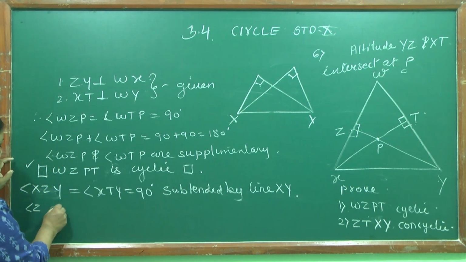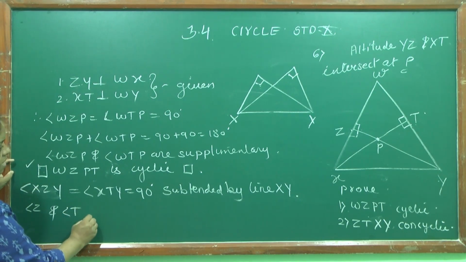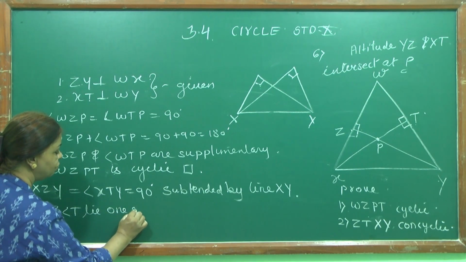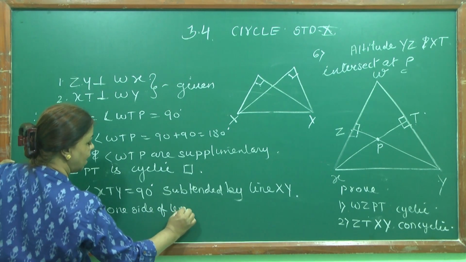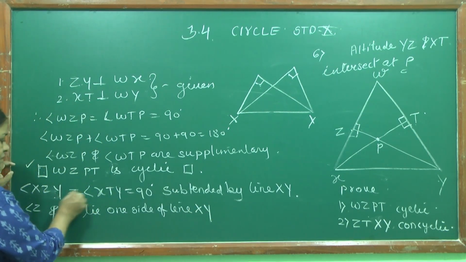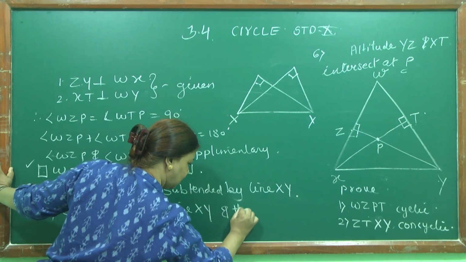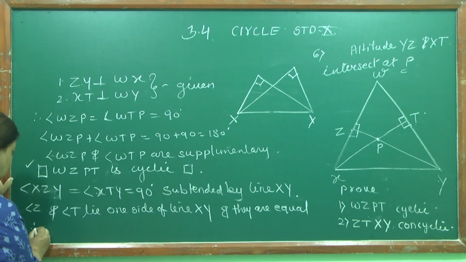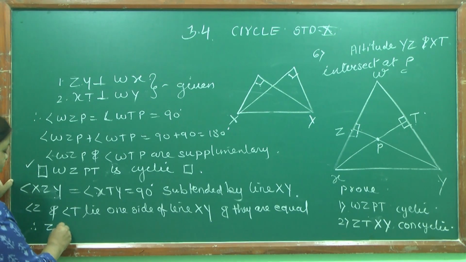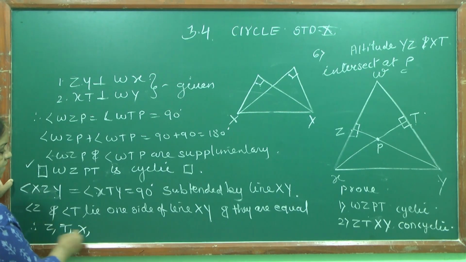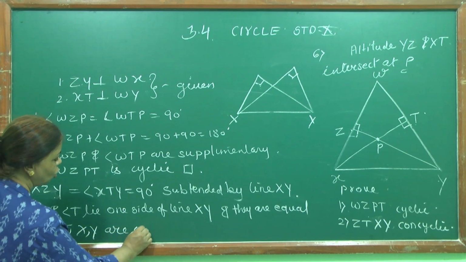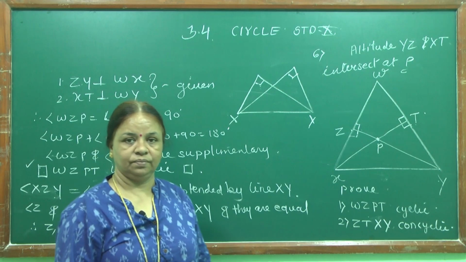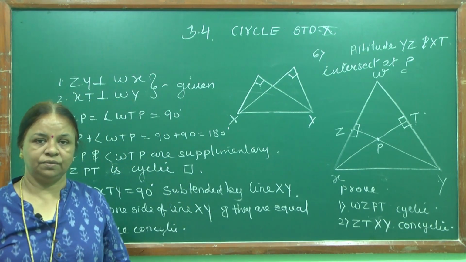The statement is: angle Z and angle T lie on one side of line XY and they are equal. Therefore, I can say point Z, point T, point X and point Y are concyclic. Children, you can pause and you can write down.